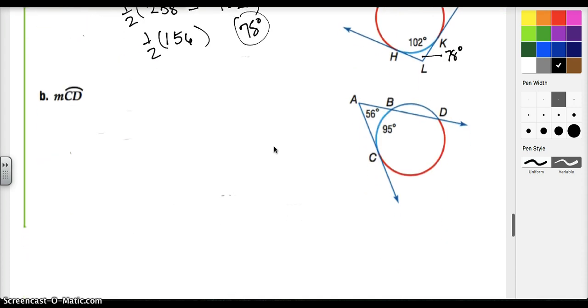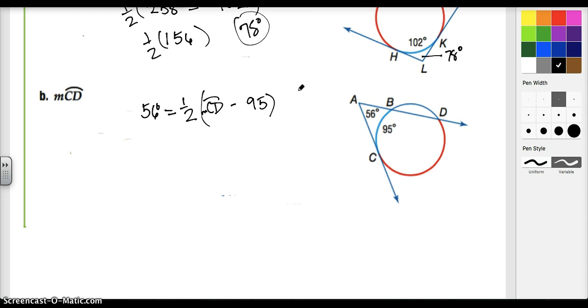All right, let's take a look at this next one. The measure of arc CD. Arc CD is this guy here, from here to here. Given the fact that we've got 56 and we've got 95, we need to figure out how that relates to this guy here. What I know is that 56 degrees is going to be equivalent to 1/2 the difference between the measure of arc CD minus 95. You guys see what I'm doing? This arc minus this arc, it's going to be half of that.